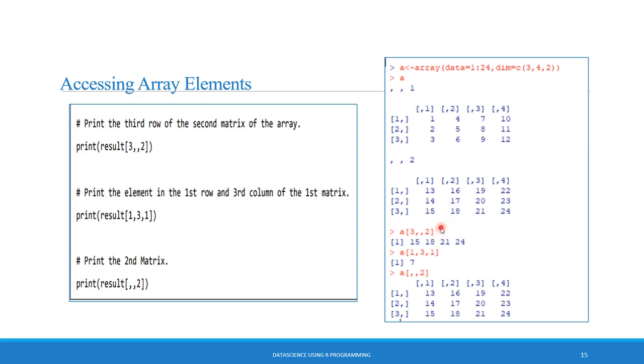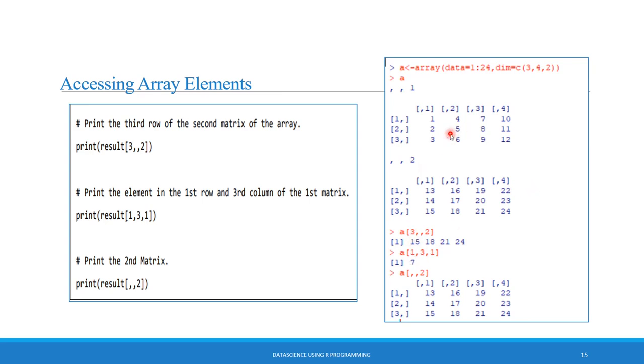Whenever you want to access any data element or any row or column of an array, you have to mention 3 parameters. First you mention the name of the array, and within the square brackets you mention 3 parameters. The first parameter represents the row number, the second parameter represents the column number, and the third parameter represents the matrix number. In this example, we have 2 matrices.